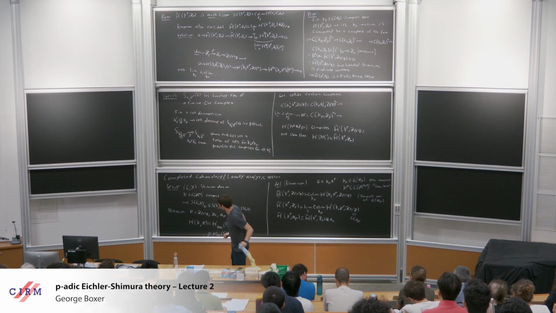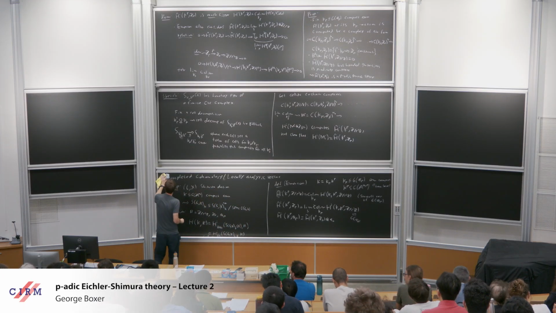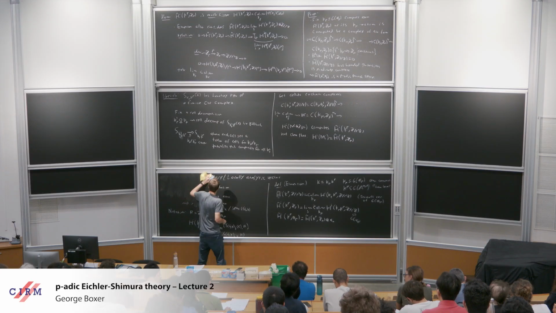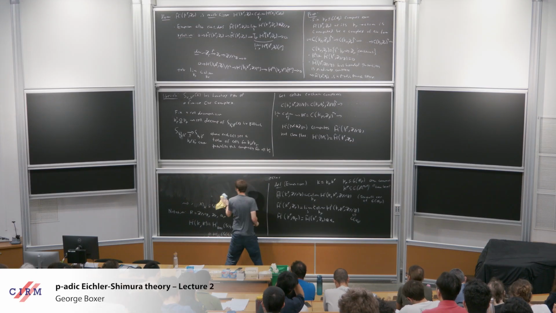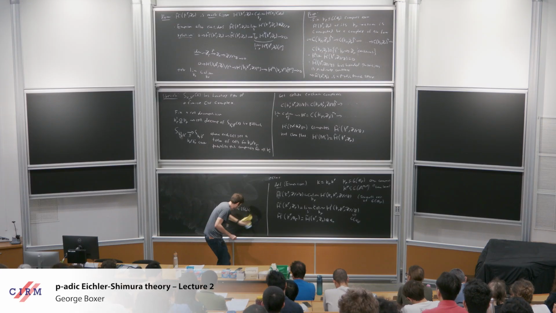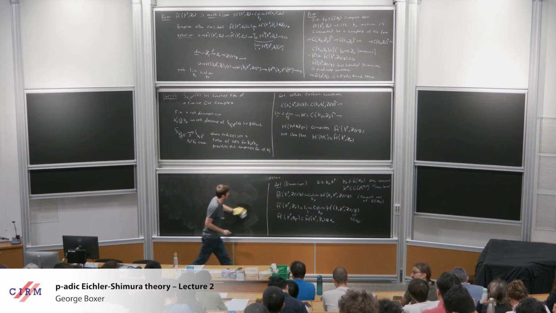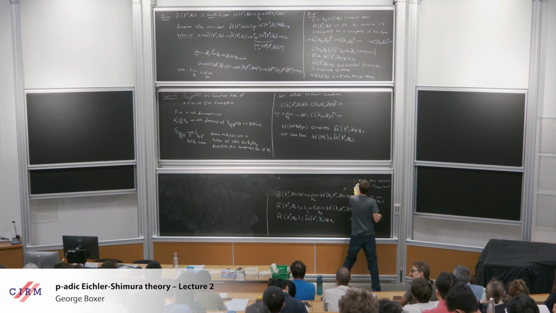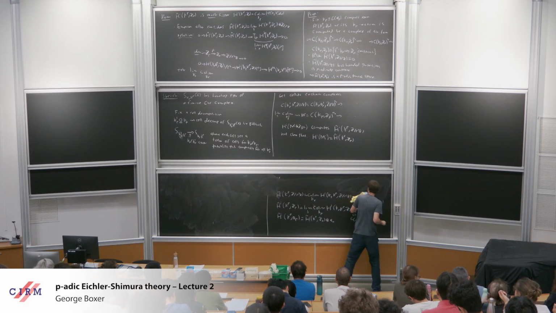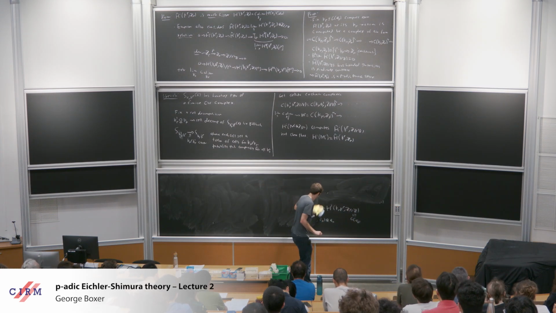So what Emerton does is inspired by some earlier work of Schneider and Teitelbaum, which I'll explain a bit more about in a moment, on the theory of admissible representations. And so the idea is that it's really better to consider the dual of this complex and consider homology first.